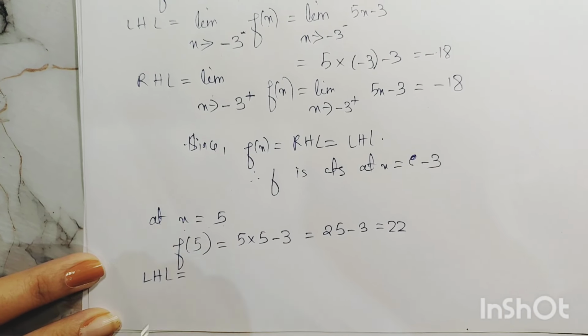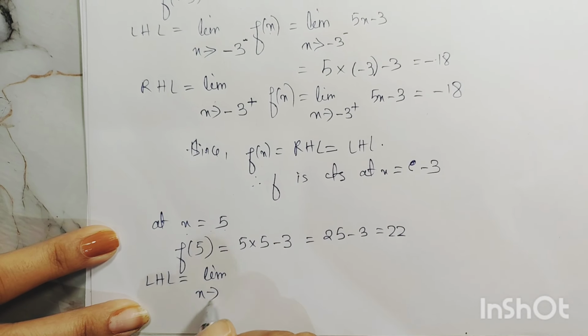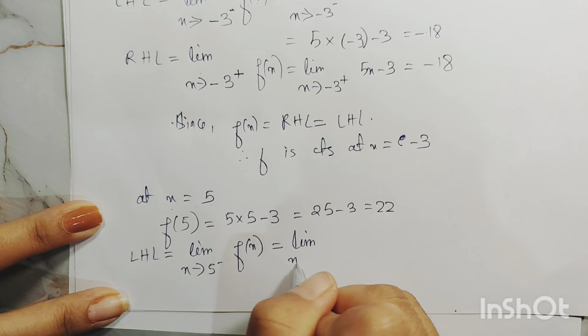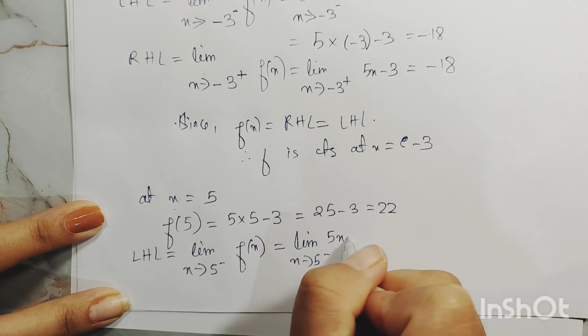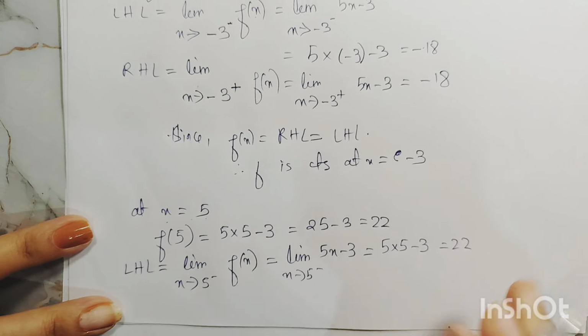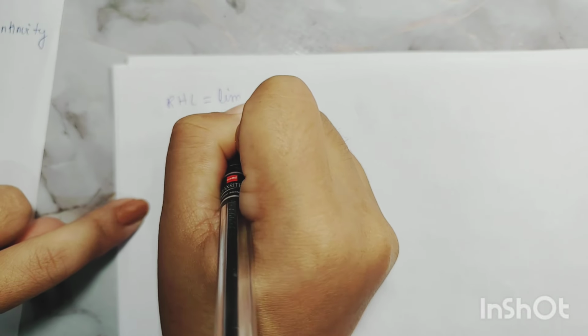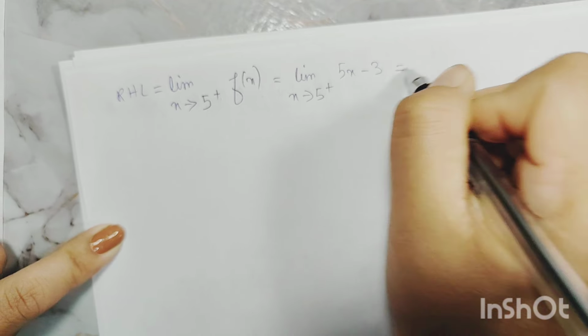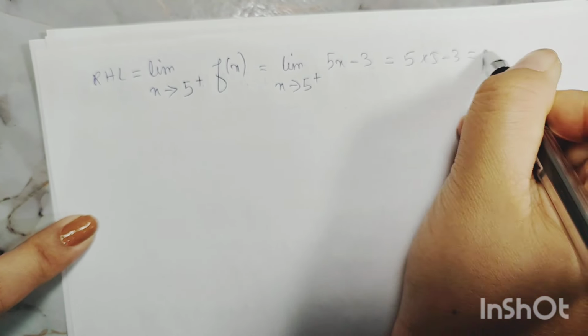Left hand limit equals limit of x tending to 5 minus f of x, equals limit of x tending to 5 minus of the function 5x minus 3, which is 5 into 5 minus 3, 22. Now the right hand limit equals limit of x tending to 5 plus f of x equals limit of x tending to 5 plus 5x minus 3, which is 5 into 5 minus 3, 22.